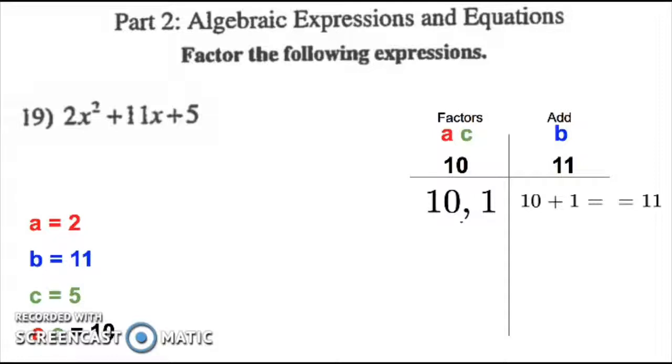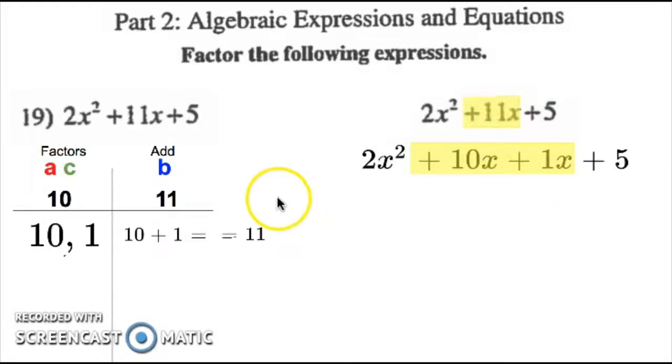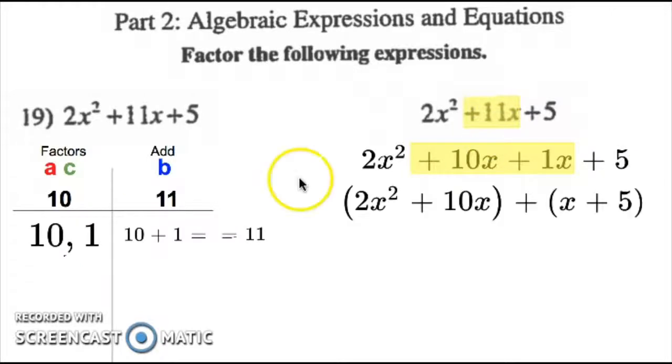Okay, so now at this point, we rewrite it. So we have the 2x squared plus 11x plus 5. So I'm going to replace my middle term, b, with the 10x plus 1x, which makes up my 11x. And then I'm going to factor by grouping. Put parentheses around the first two terms and around the second two terms. And then find the GCF of each.